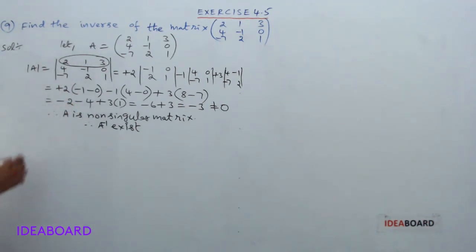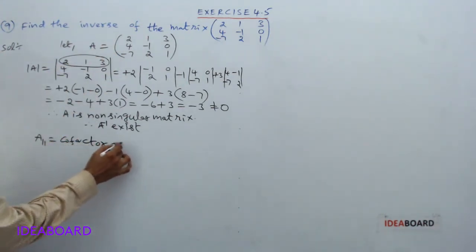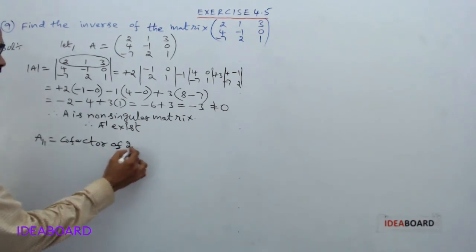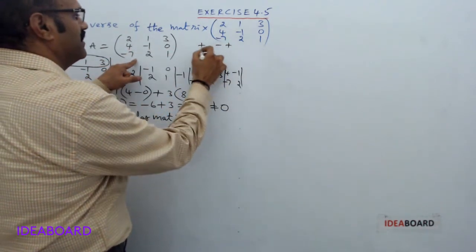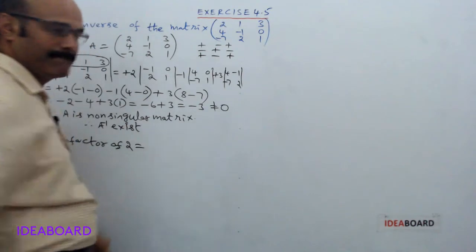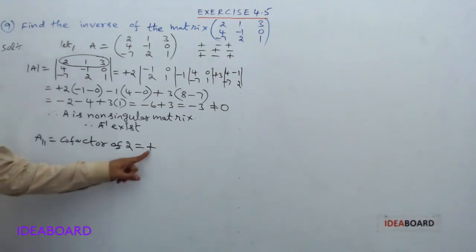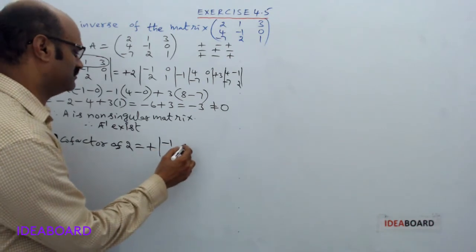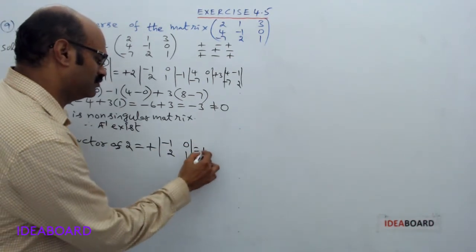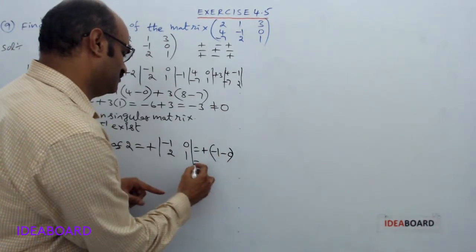For that we have to write A11, the cofactor of 2. Here we have to take the signs plus, minus, plus, minus, plus, minus, plus, minus, plus. Now we take the sign plus here. The element 2 lies in the first row and first column. So the determinant of minus 1, 0, 2, 1 equals plus of minus 1 minus 0. So we are getting minus 1.